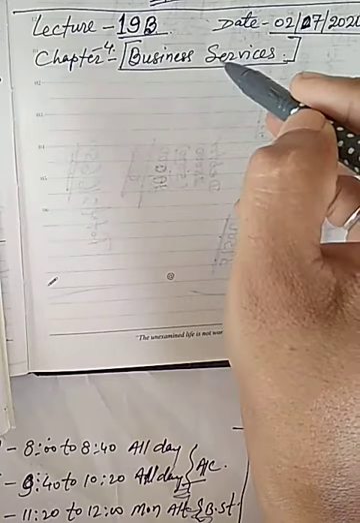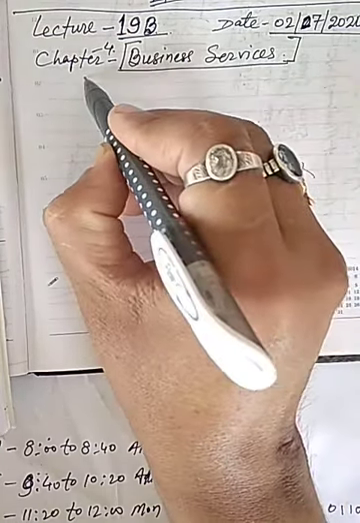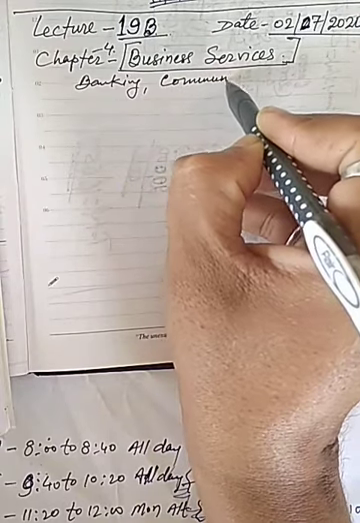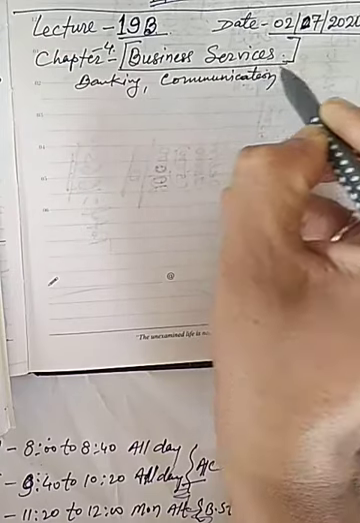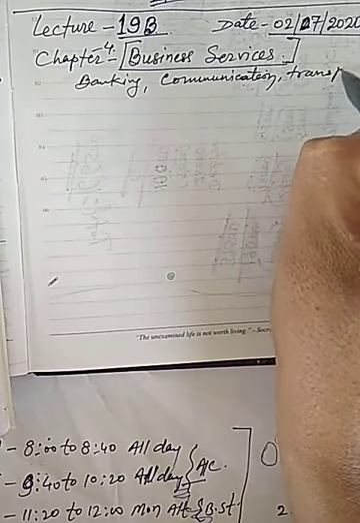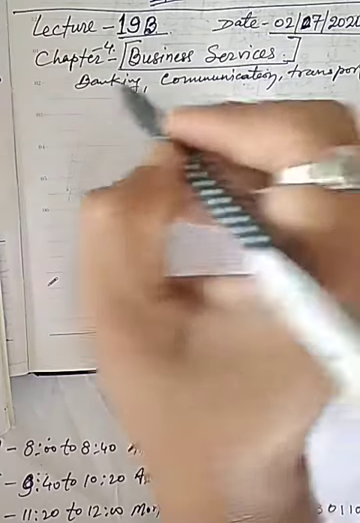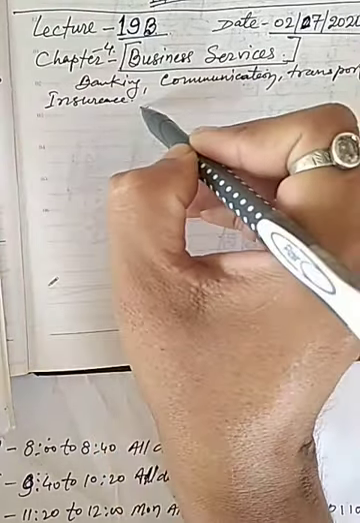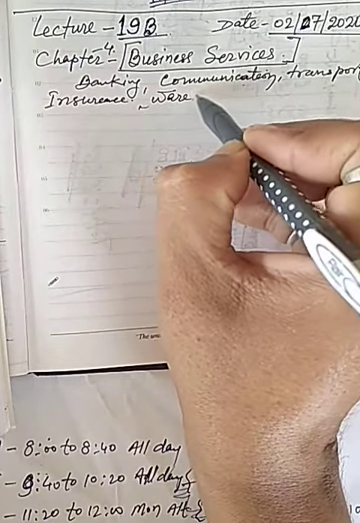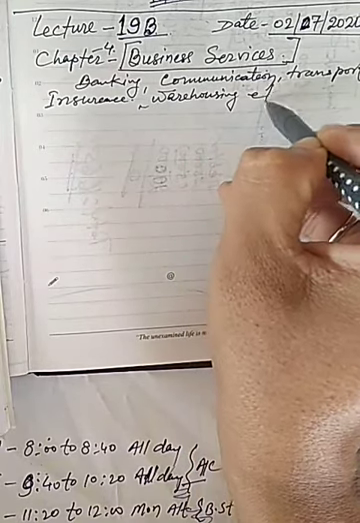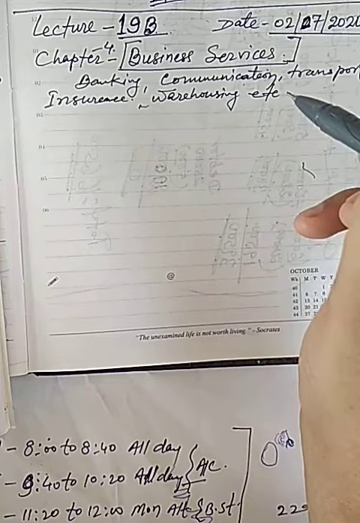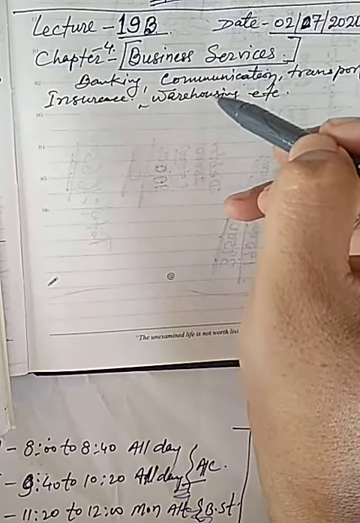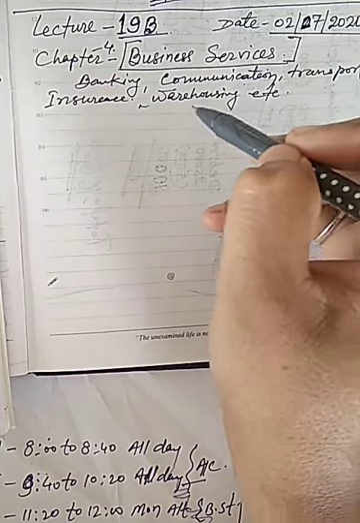Student, the service sector includes commercial firms engaged in banking, communication, transport, insurance, warehousing, etc. The service sector constitutes the basic infrastructure which is a must for a smooth flow of business activities.